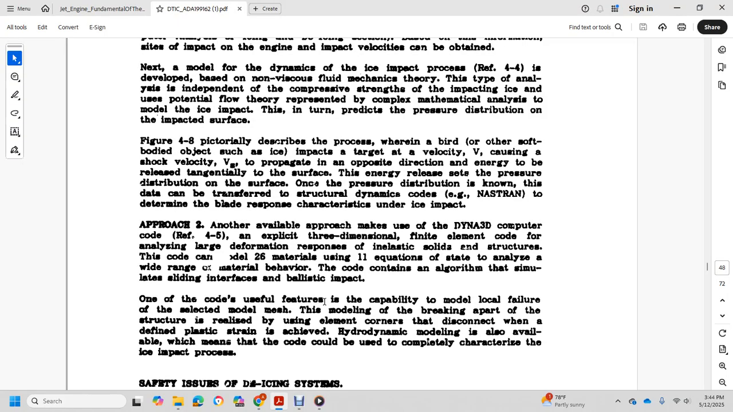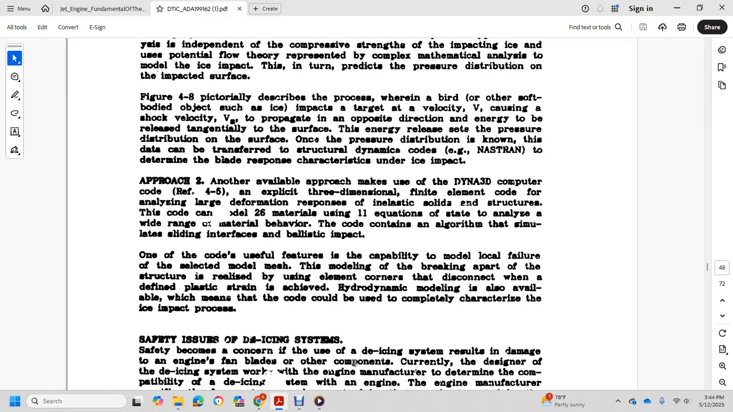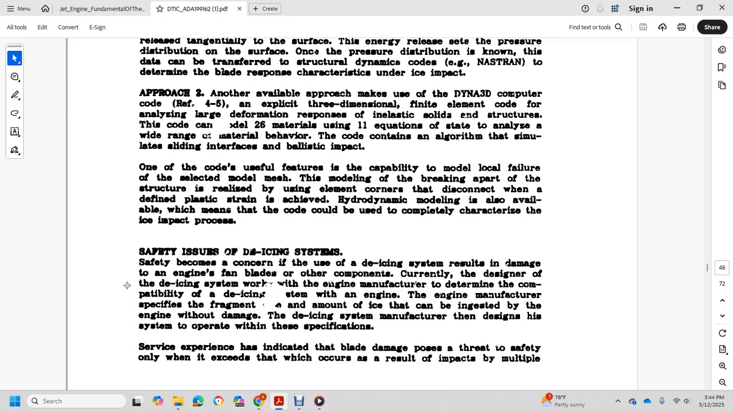Selected model meshes can be used to model the breaking apart of the structure, using element corners that disconnect when the failure is defined. Hydrodynamic modeling is also available, which means the code can be used to completely characterize the impact process. Safety issues with the de-icing system.